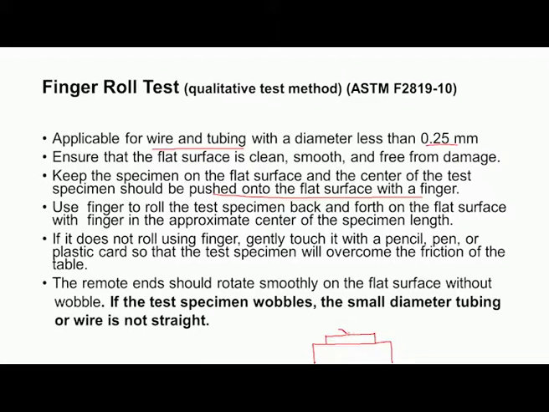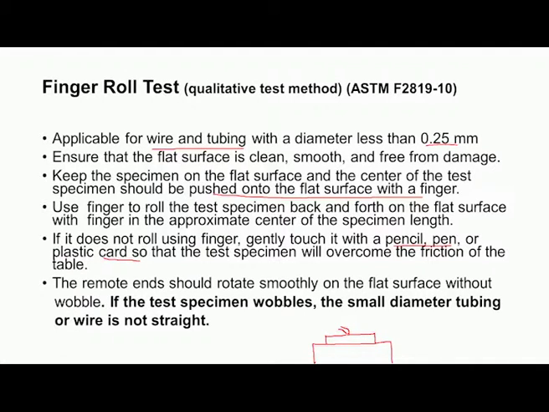So, using a finger we should push this and we should roll it. If it does not roll, we can always take the help of a pencil or pen or plastic card so that the specimen overcomes the friction and then starts to roll.